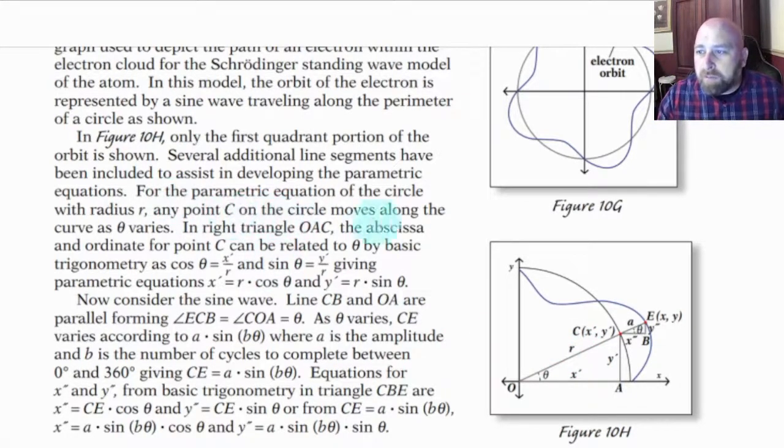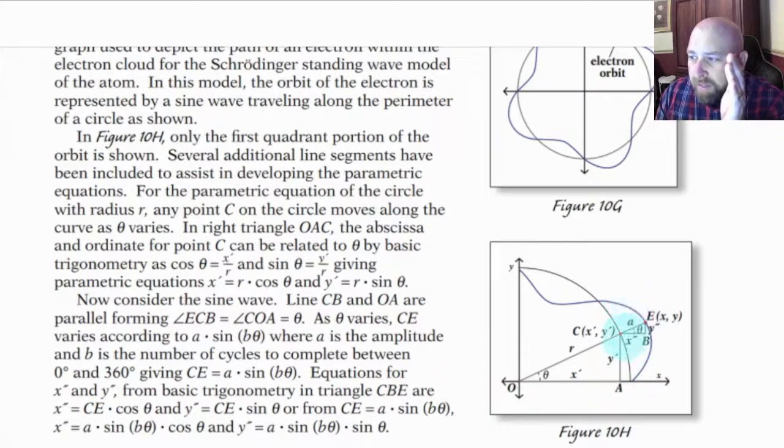With any point C moves along the circle along the curve as theta varies. So in other words, as theta varies, the radius stays the same. The radius is a constant. As we move theta around, we continue to keep constant along the edge of the circle. Now, when we keep constant on the edge of the circle, notice what's going to be changing.